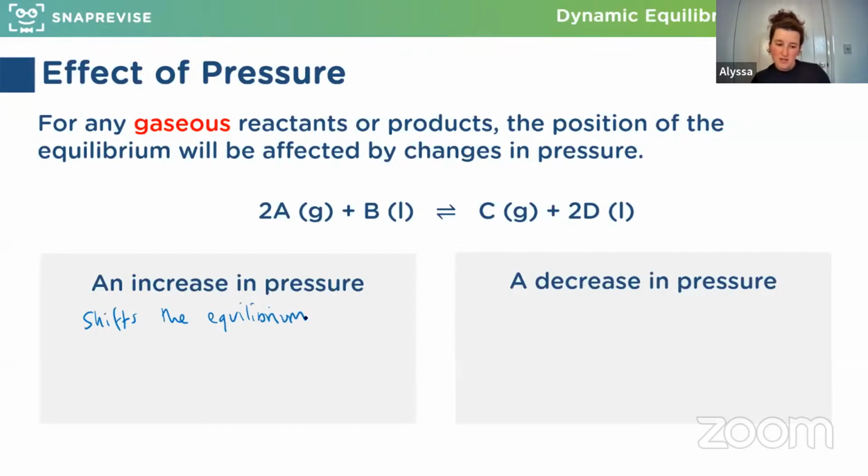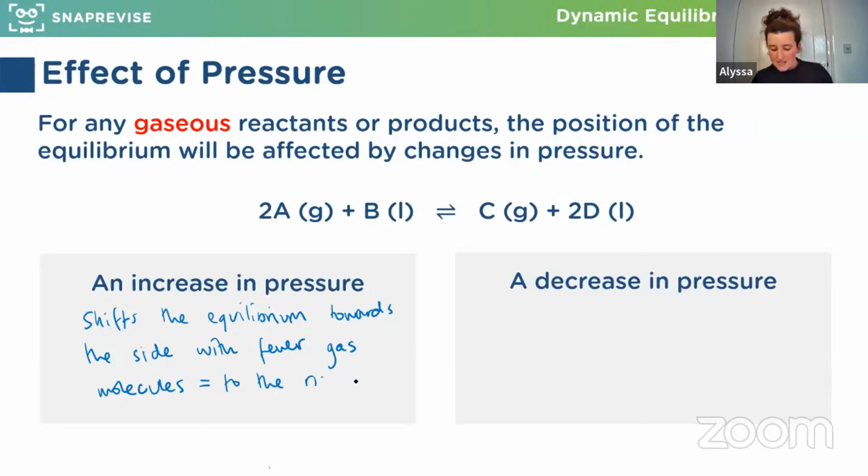Good. So if we increase the pressure, we're going to shift the equilibrium towards the side, even though that sounds a bit odd, with fewer gas molecules, which in this case is to the right. They like to sometimes trip you up. We're only interested in the gas molecules, because the pressure of liquids and solids barely changes. So we're only interested in the side with fewer gas molecules.